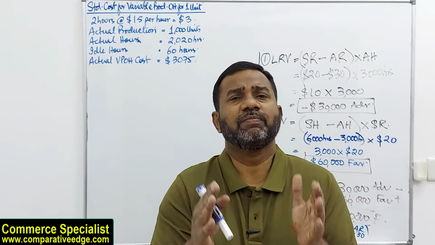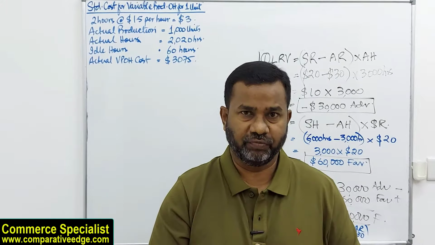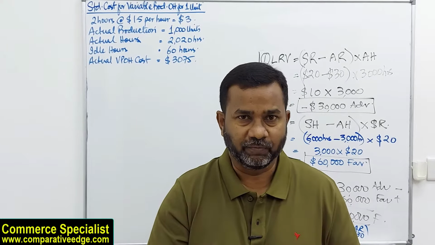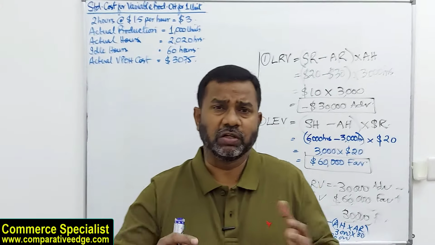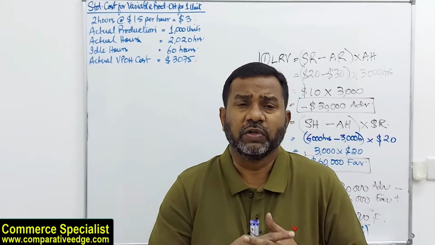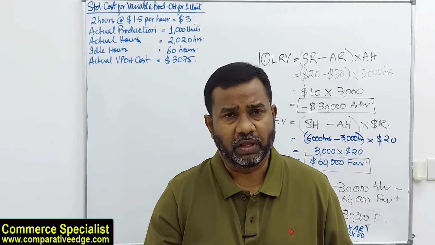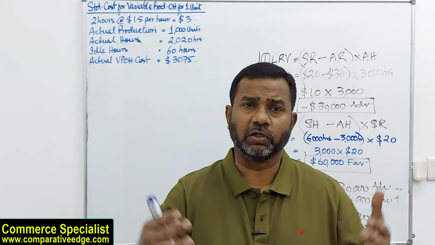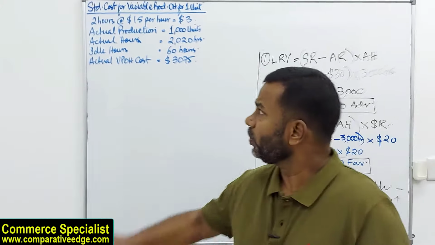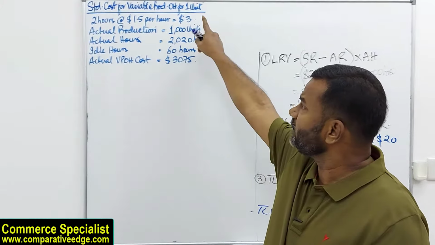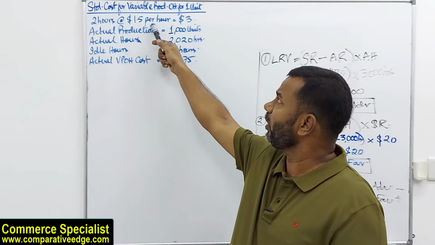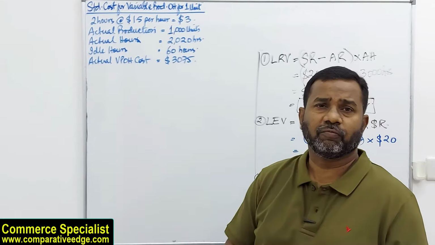To make the example simple, I am taking electricity. Electricity is one of the variable production overhead. Okay? Because obviously the more we use electricity, the more the bill will be. So, which means it's a variable expenditure. And if it is related to production, then it becomes a variable production overhead. So, standard for one unit is given, 2 hours, at the rate of $1.5 per hour.